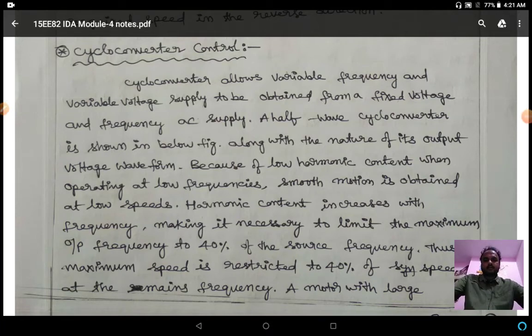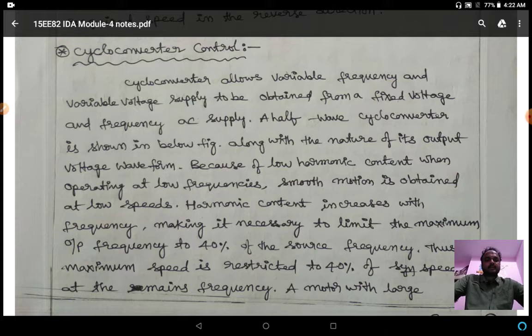Hi everyone, in this video we'll see about cycloconverter control for three-phase induction motor drive. Cycloconverter is a frequency converter, so one level of frequency is converted into another level of frequency. So here we are controlling the three-phase induction motor using frequency. That's a very simple technique. We can control the three-phase induction motor by using a cycloconverter.